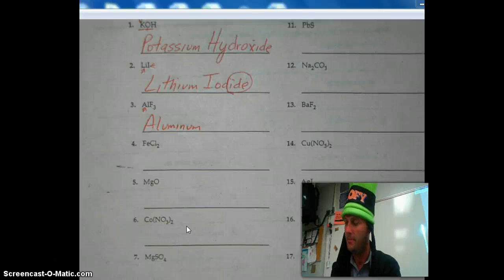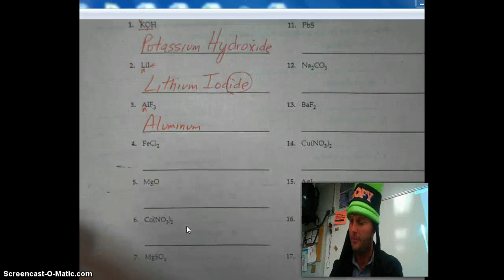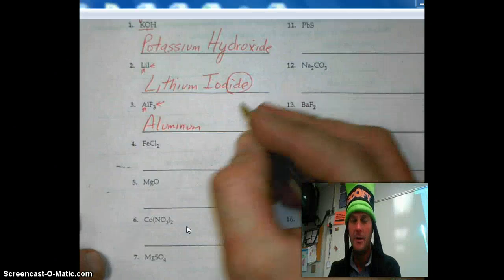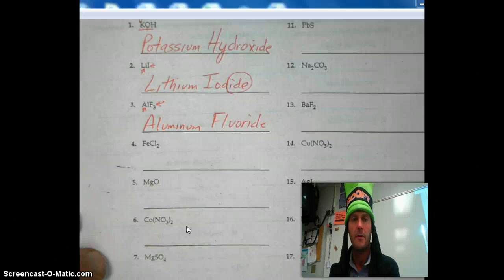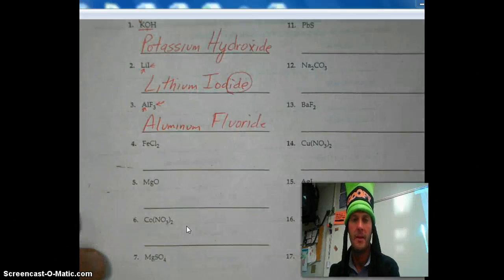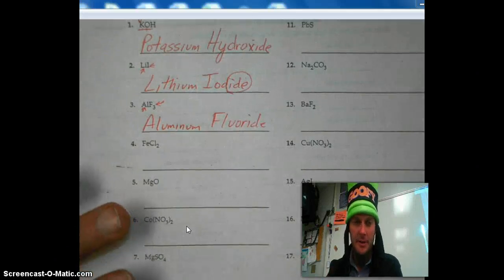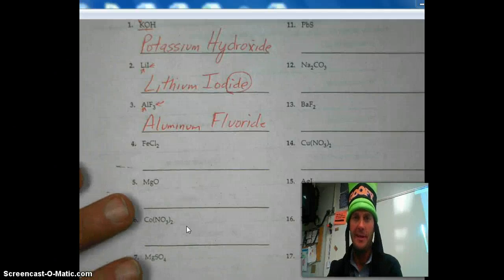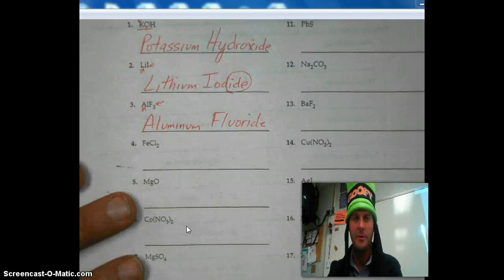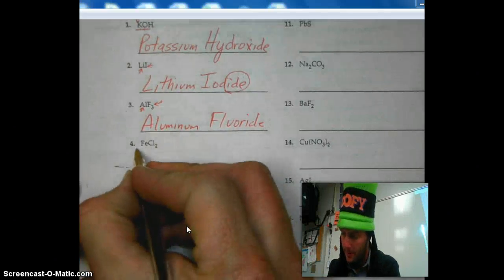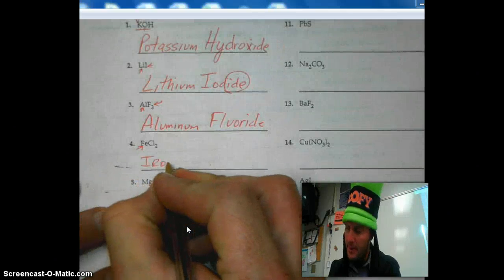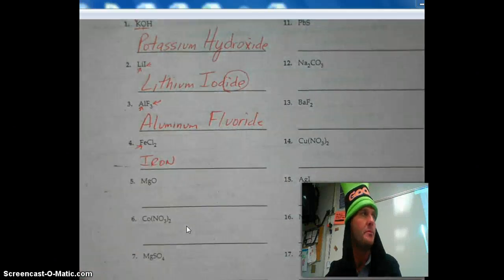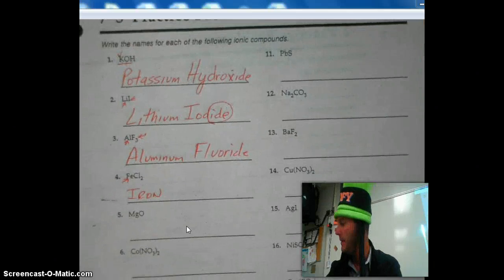Yep. No, aluminum is not a D block metal. So we just name the anion, fluoride. Aluminum fluoride. Okay, now this next example is going to be a little bit of difficulty because it is a D block metal. So if you look at your notes, here's what we're going to do. Name the cation like normal. Iron. Is iron a D block metal? Which means does it fall in that middle section of the periodic table?